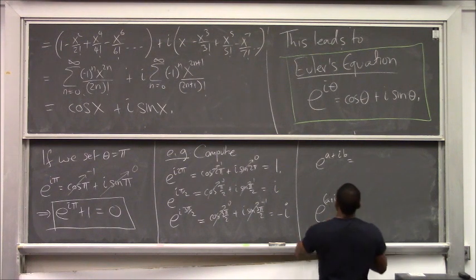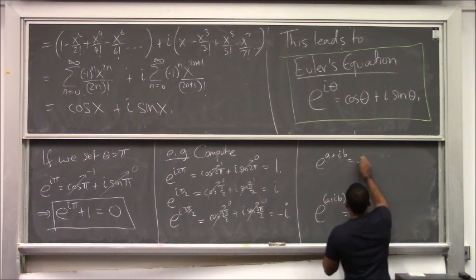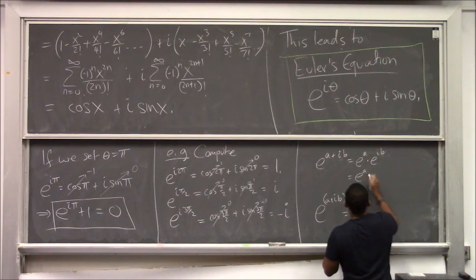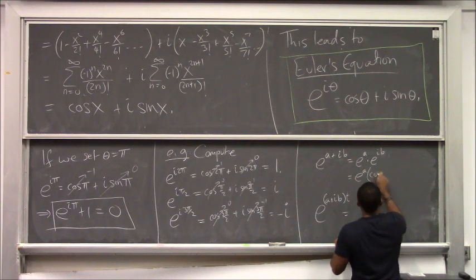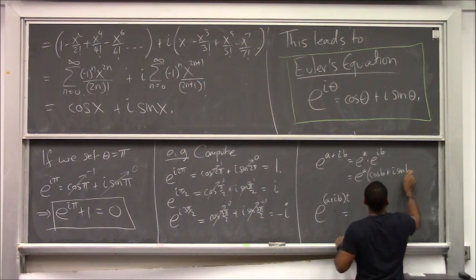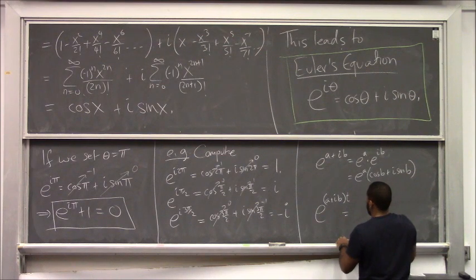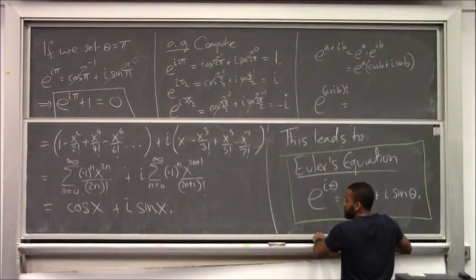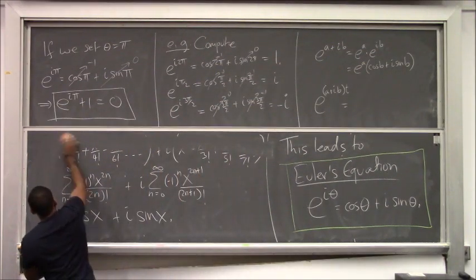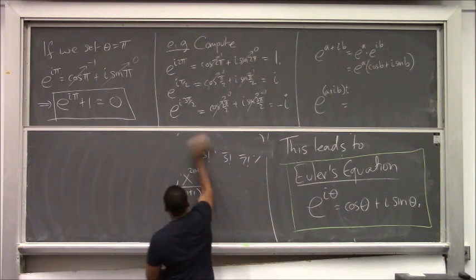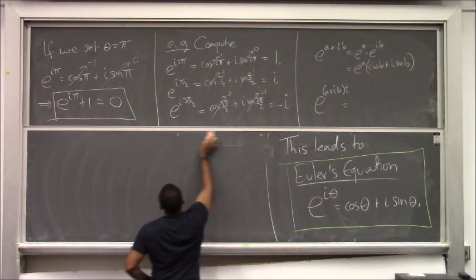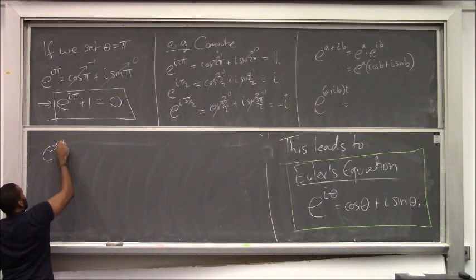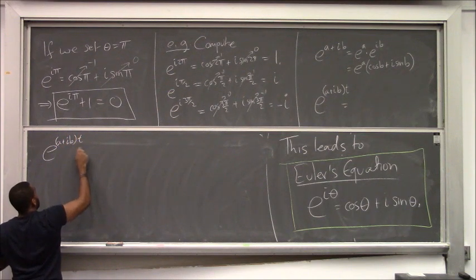Now, what is this one? e to the a times e to the ib. So that is going to be e to the a times cosine of b plus i sine of b. Let me write that one down, e to the (a plus ib), and you'll see where this is going to come in handy very soon.